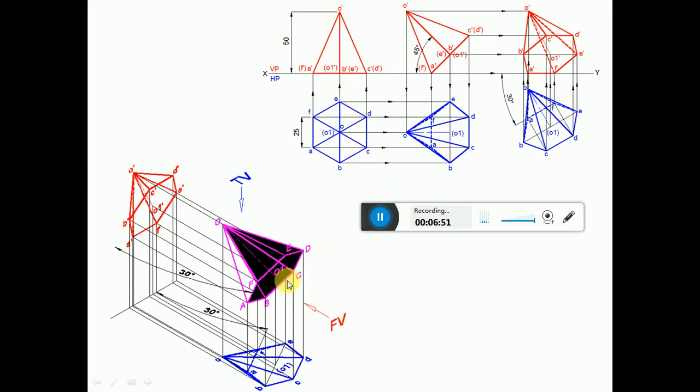So once you look from the front view, since ABCDEF is a hexagonal surface which is visible, O1 is on that surface, so O1 will be visible. So O1 dash is going to become visible. So this is how we will be able to complete this sketch.